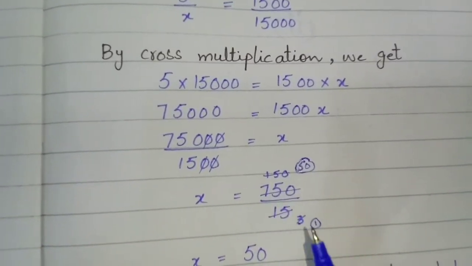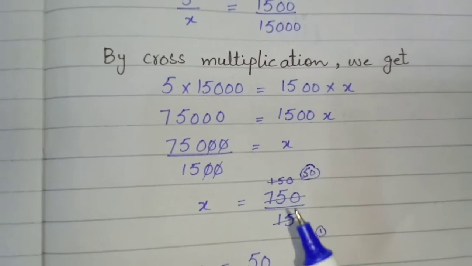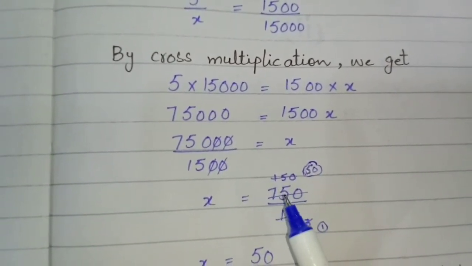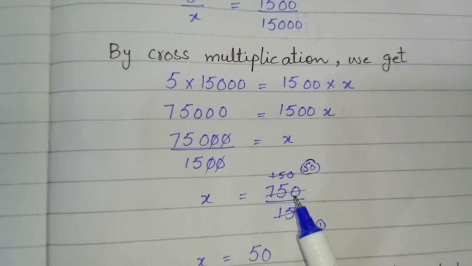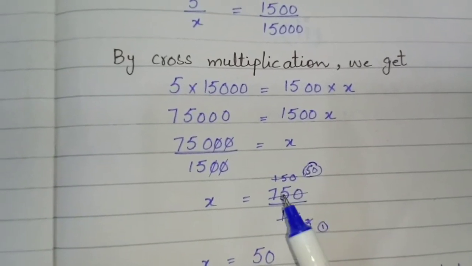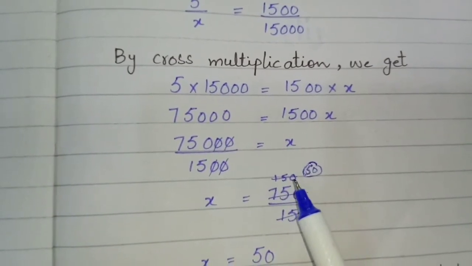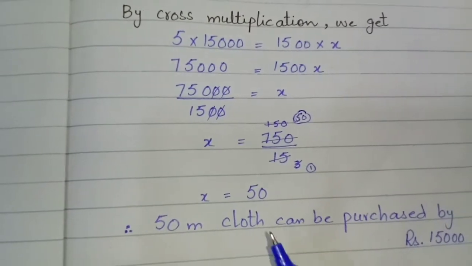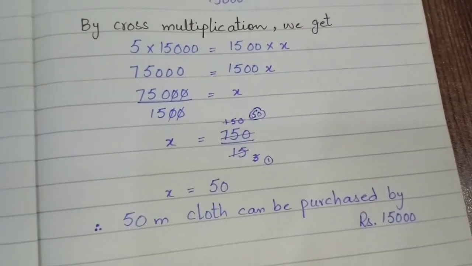On the table of 5, we can do cancellation. 5 3s are 15 and 5 1s are 5. So 2 carry, 5 5s are 25, and 0 as it is. Now on the table of 3, 3 1s are 3, 3 5s are 15, 0 as it is. So 50. X is equal to 50. So 50 meters of cloth can be purchased for rupees 15,000.